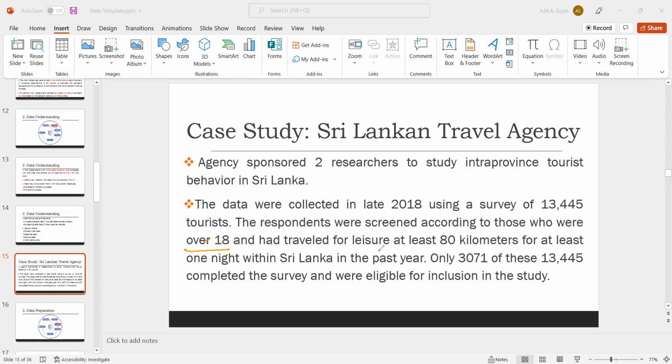Also, they travel at least 80 kilometers a day. In a day, they are traveling 80 kilometers. Based on these, they will filter. At the time, they are checking only 3,071 tourists who are filtered. So similarly, if you think about data understanding, you are getting some information about the data you have. What they are doing here is collecting approximately 30,500 tourist data set.